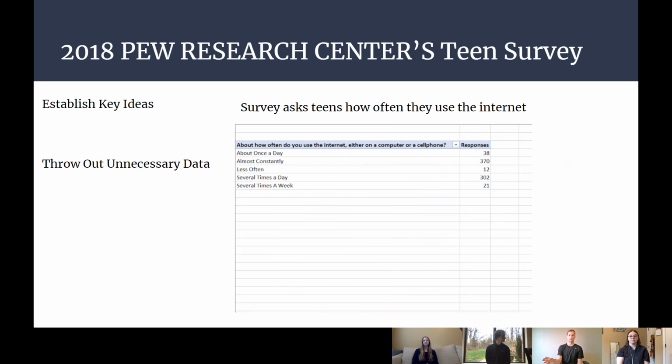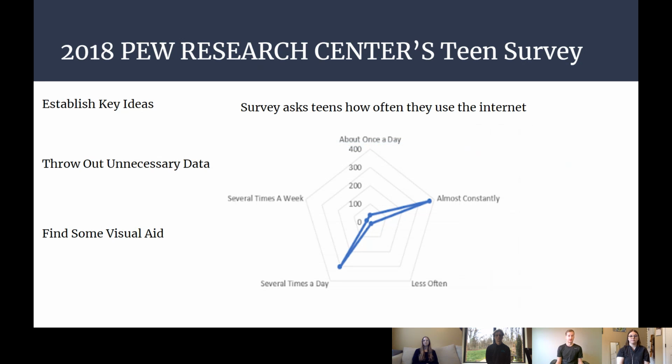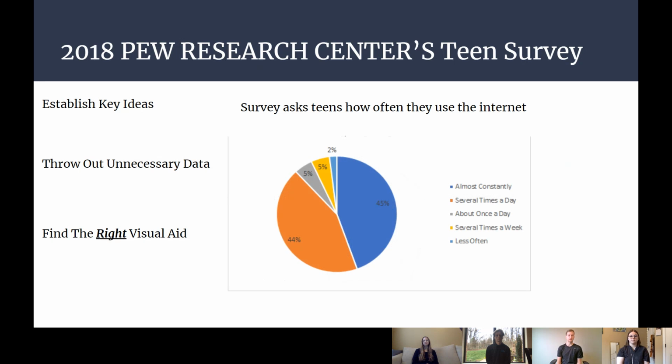Now it's all simplified right here in a nice little table, and it shows the question, shows the answers, and even the responses. Now I have to figure out some visual aid. Now this visual aid doesn't make sense. So it's not just find some visual aid and just throw it on there, but find the right visual aid. Now finding the right visual aid is very key. Now here, a pie chart makes it a lot easier, makes a lot of sense, and makes it so that people can understand what the question is asked and what are the answers.